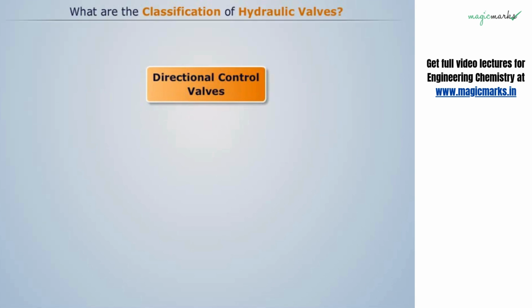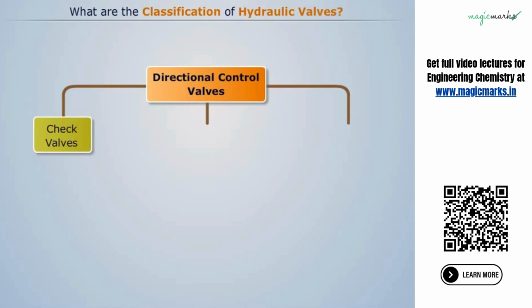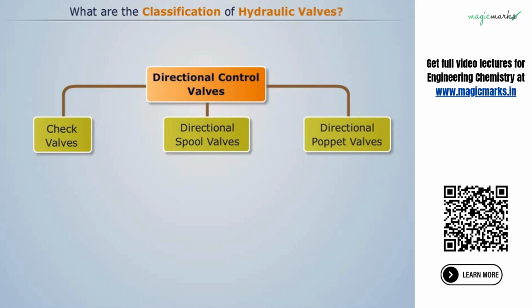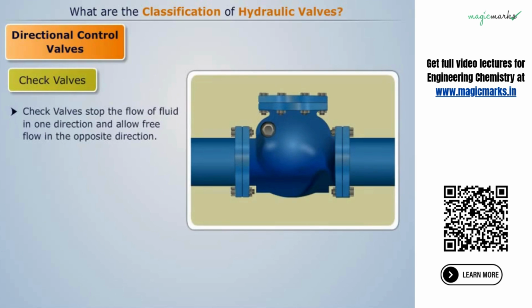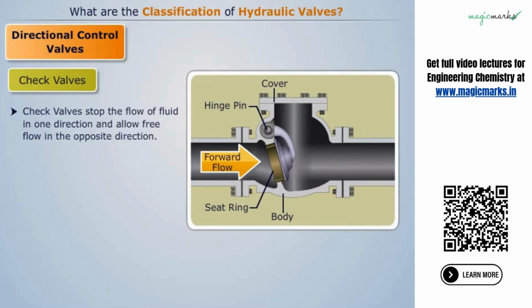Directional control valves are categorized as check valves, directional spool valves, and directional poppet valves. Check valves stop the flow of fluid in one direction and allow free flow in the opposite direction. They're also known as non-return valves.